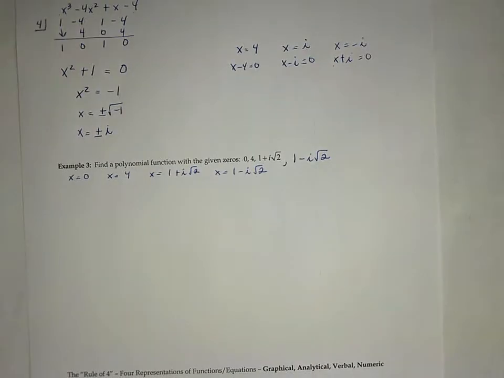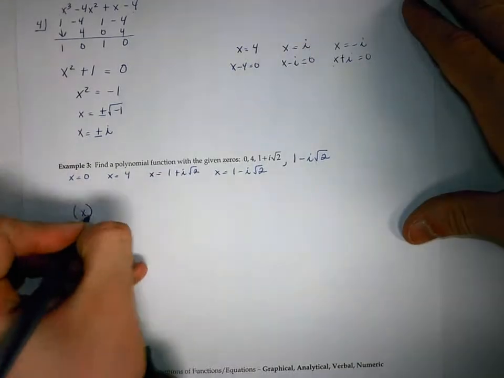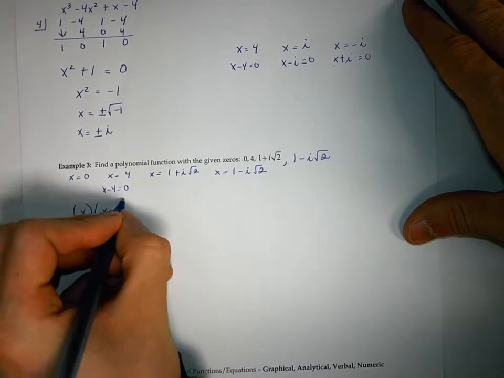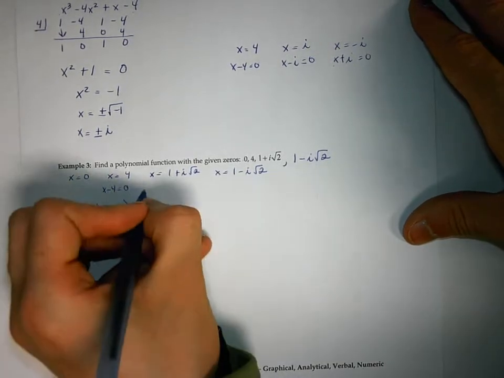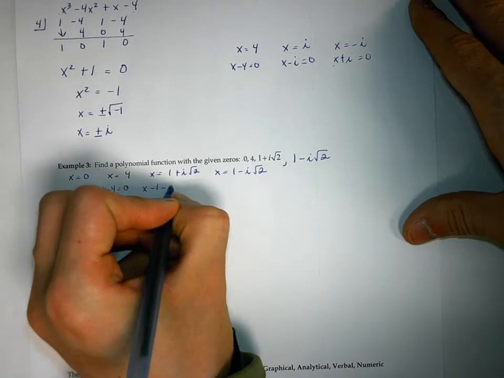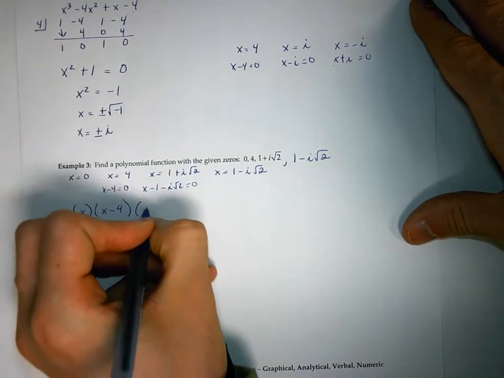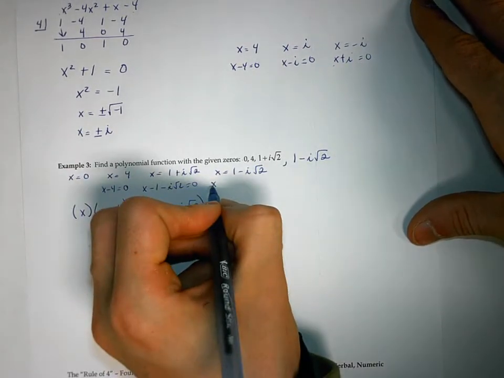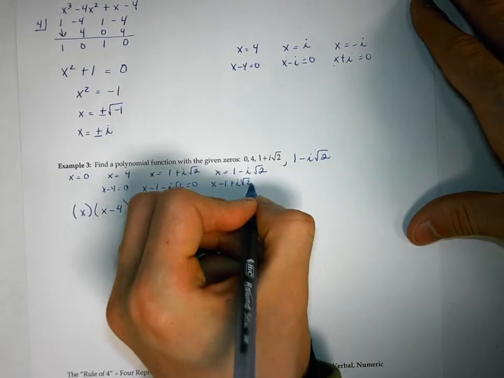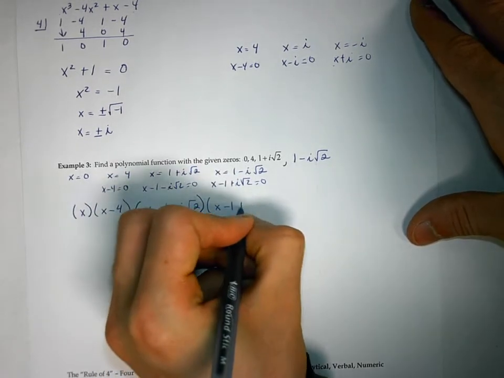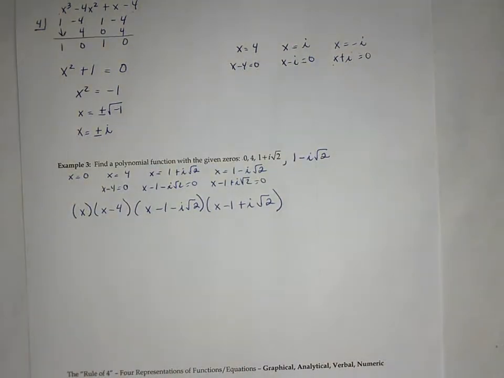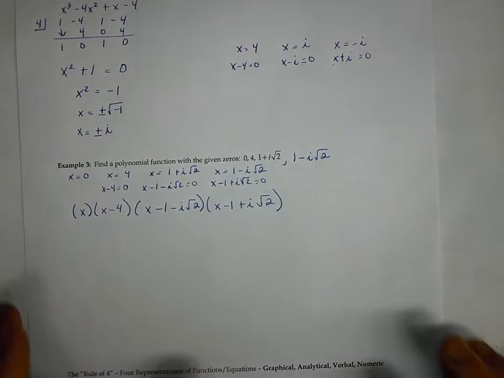To convert from zeros to factors, you make each of these equal to 0. So my first one here, x equals 0, is already x. This one I've got to move the 4 to the other side to give me x minus 4 as my second factor. This third one, I'll move the 1 and the i square root of 2 to the other side. So x minus 1 minus i square root of 2. And then here, x minus 1 plus i square root of 2. And that's what I'm going to have to FOIL out.